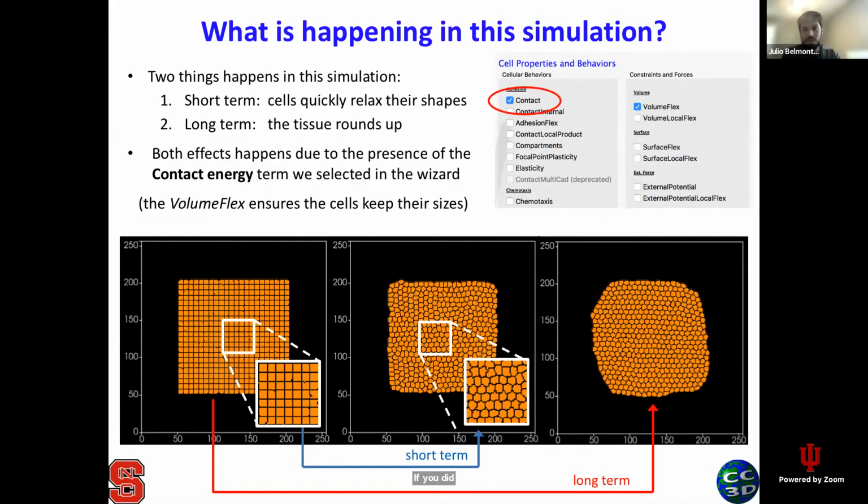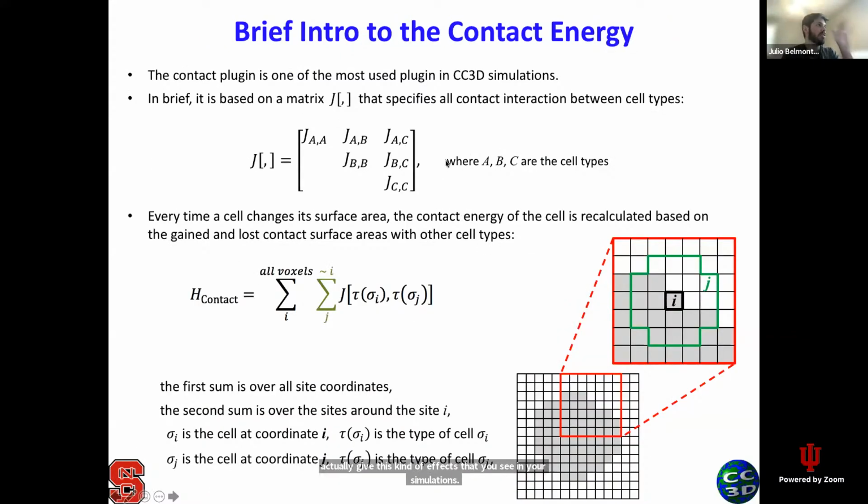So how exactly does the contact energy work, and what does it do to give the effects that you see in your simulations? The contact plugin is the most used plugin. I don't think I have ever seen a CC3D publication or simulation that has not used contact energies. And as I said before, the contact energies specify the interaction energy between cells of the same type and cells of different types.